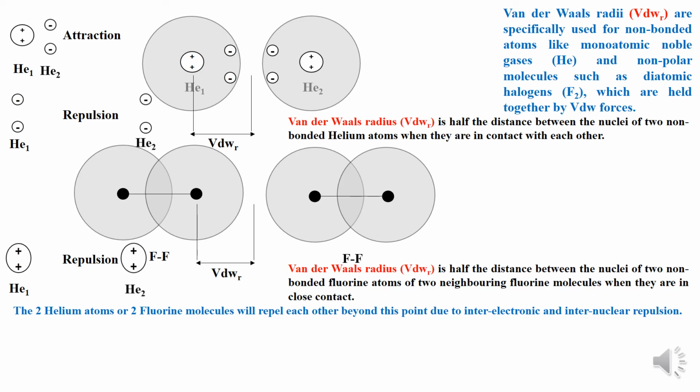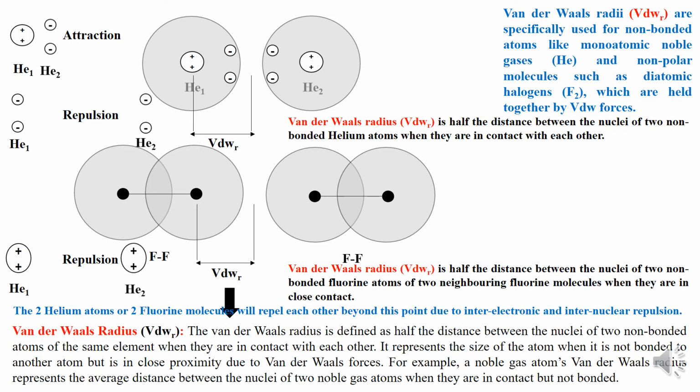So you may ask me, what happens if the 2 helium atoms come close together beyond this point? If they approach close to each other beyond this point, they will repel each other due to interelectronic and internuclear repulsion. And the same explanation holds good even for the 2 fluorine molecules.